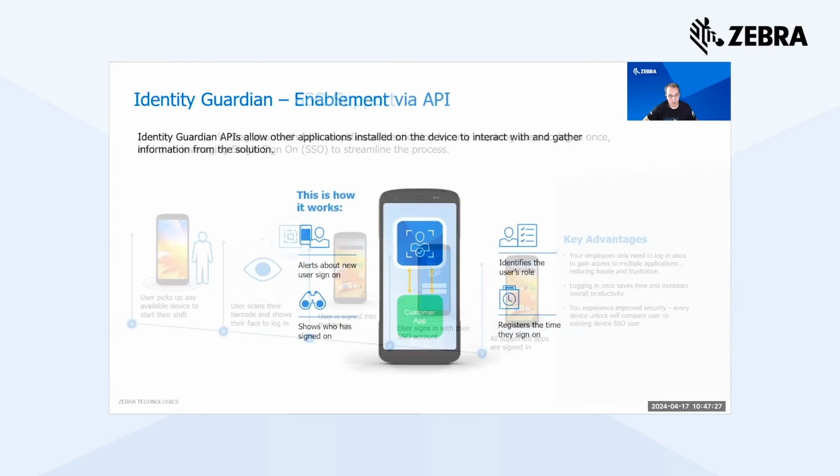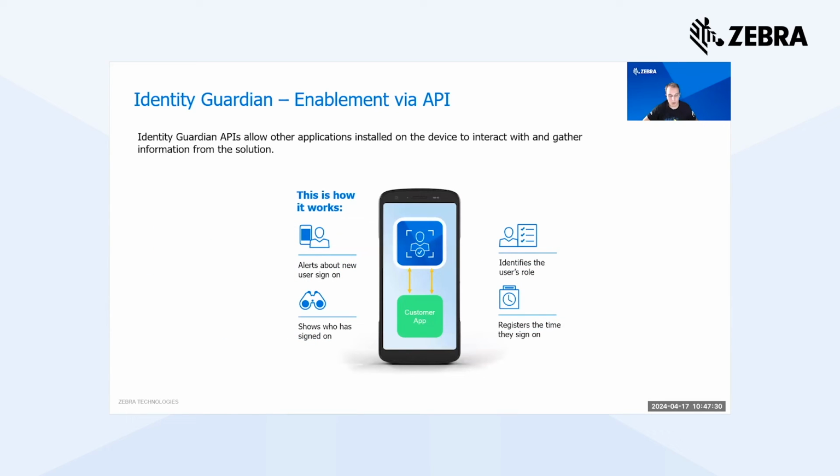Now, if we go forward, Identity Guardian will also provide enablement via some APIs. So we are also providing some APIs which can be used in an Entry project. These are going to work to provide, for example, alerts about new users signing on, to show who has signed on the device. They can also be used to identify the user's role, or even to register the time they sign on onto the device.